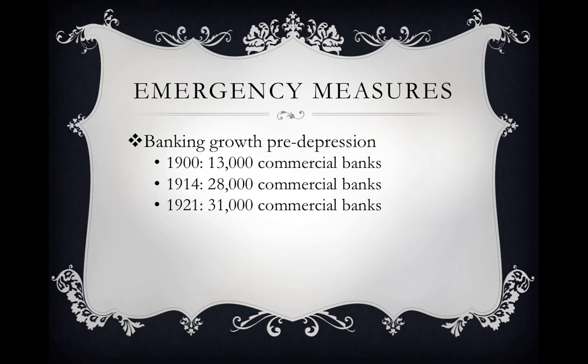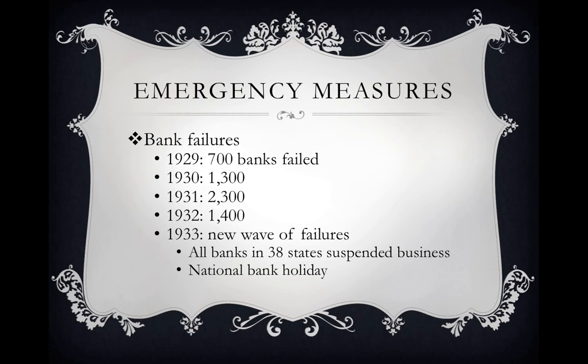And then from 1914 to 1921, we still continue to see banks growing, but we see this at a much smaller rate. So the increase was slowing down by the early 1920s. So these numbers here, you could take a look at the bank failure.